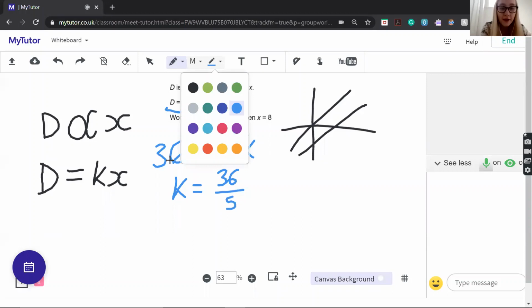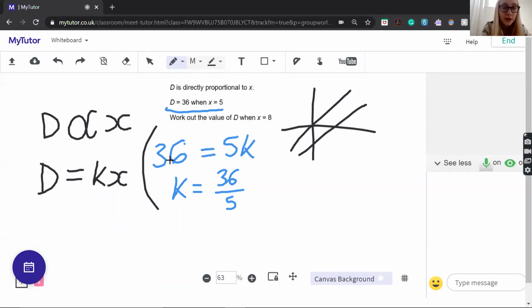Now that we've got K, we can rewrite this. So I'd always kind of either put this in brackets or something so that you remember the only reason you did that was to find K. And now we can write our equation as D equals 36 over 5x. We're just popping K in here.